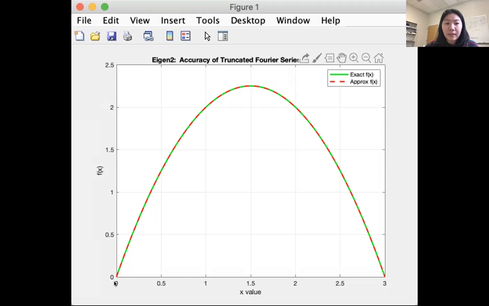So you can see that when you have a continuous function that satisfies the boundary conditions of the Sturm-Liouville problem, you can use the orthogonal basis to uniquely represent your continuous function, which is the generalized Fourier series approximation. Okay.